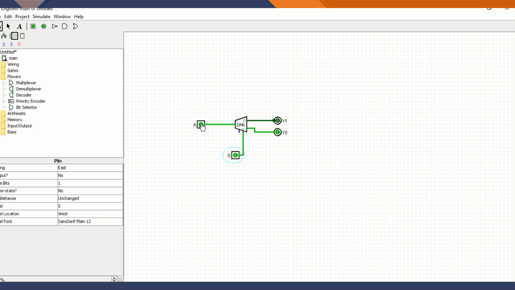Now I am going to change A equal 0. Here my output Y0 equal 0. That means Y0 equal A, Y1 equal 0. Now I am going to change A equal 1. See my screen, Y0 equal 1. That means Y0 equal A, Y1 equal 0.